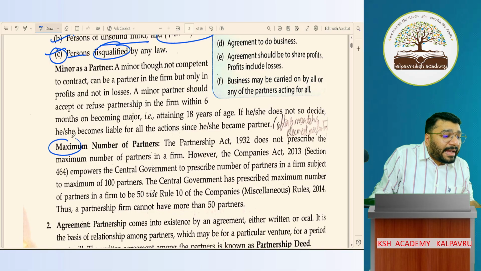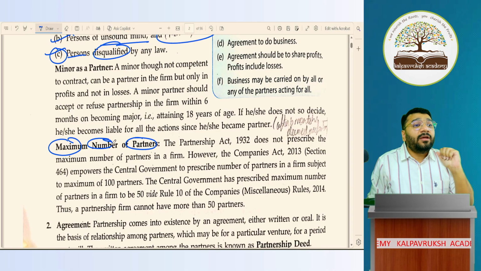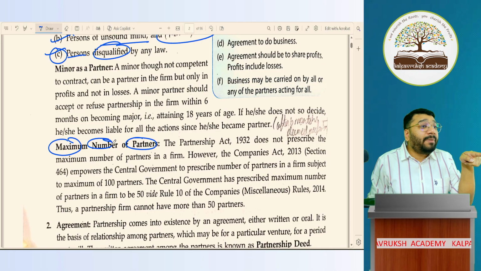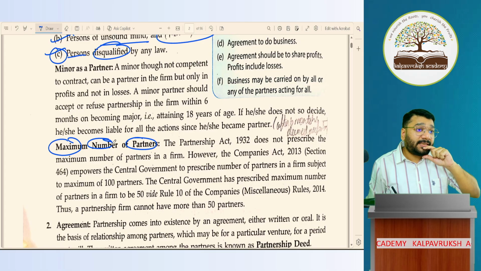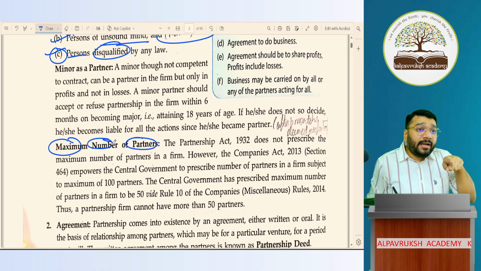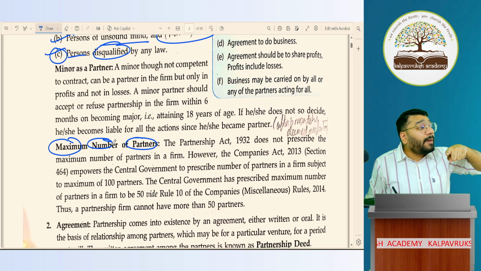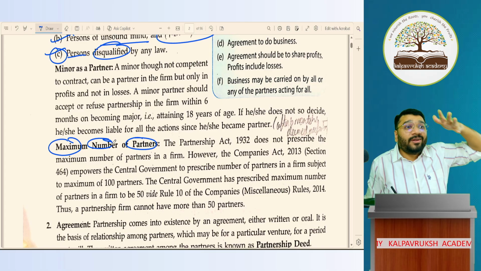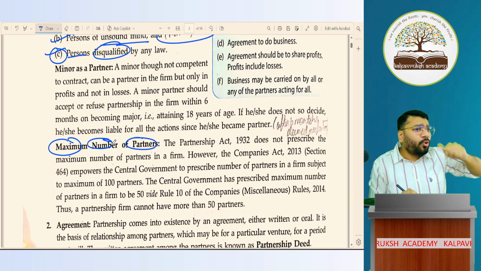Now, what is the maximum number of partners that you can have in a partnership firm? It is 50. Who gave you that limit of 50? The central government has given an upper limit of 50. So this 50, can it be changed to 60? Yes. Can it be changed to 70? Yes. Can the central government increase the upper limit to 80? Yes. To 100? Yes. To 101? No. Up to 100, you said yes. After 100, you're saying no. Why?